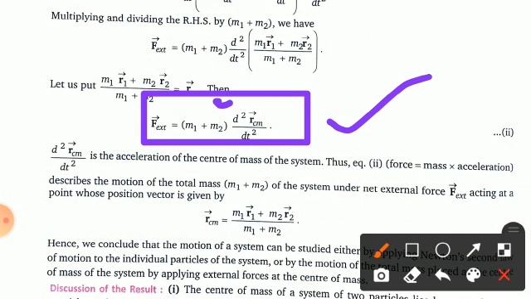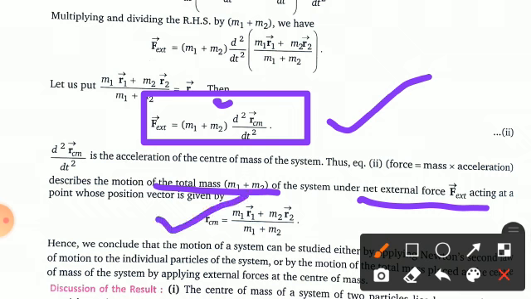Force is equal to mass into acceleration according to Newton's second law, F equals ma. So it describes the motion of the total mass, which is your m1 plus m2 of the system, under the net external force acting at a point whose position vector is given by this. This is the position vector. Fine. So you can find it out like this.